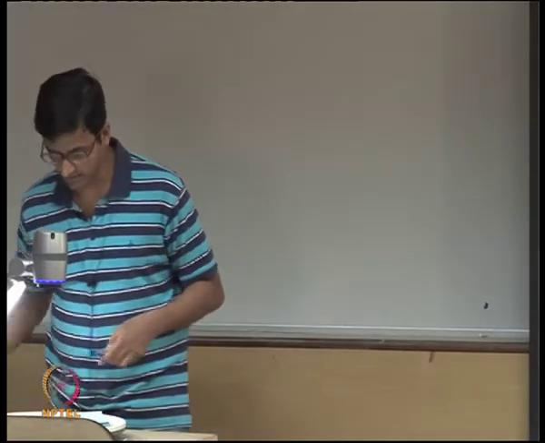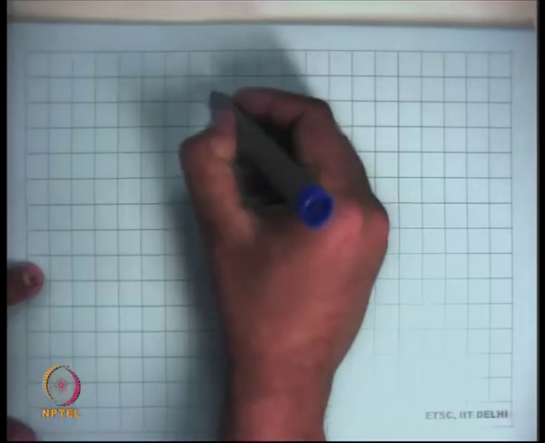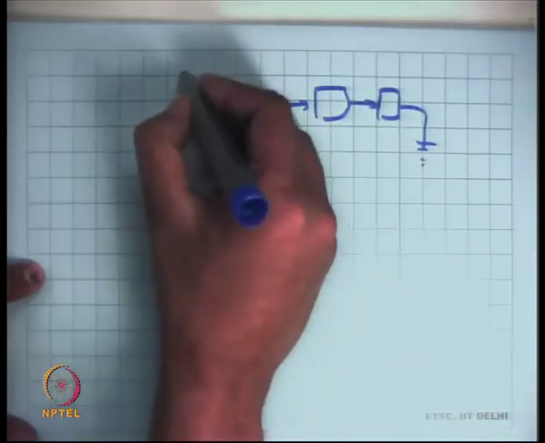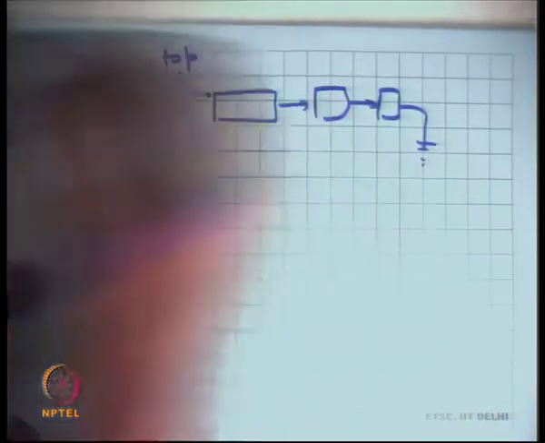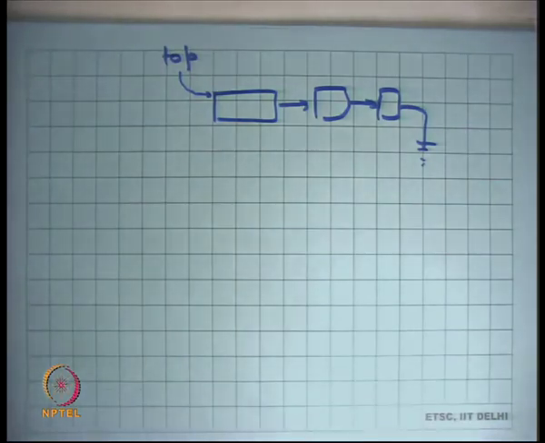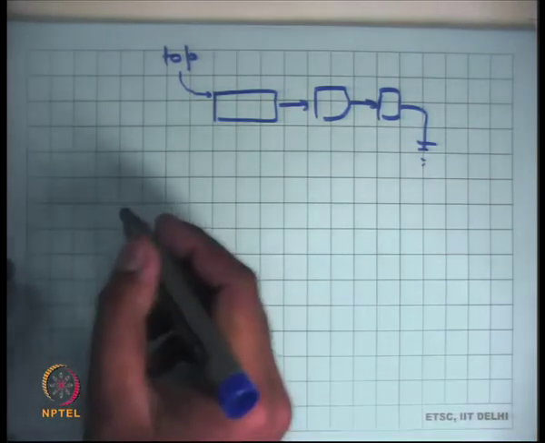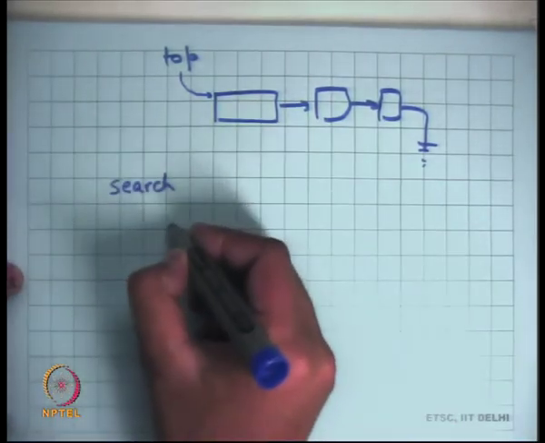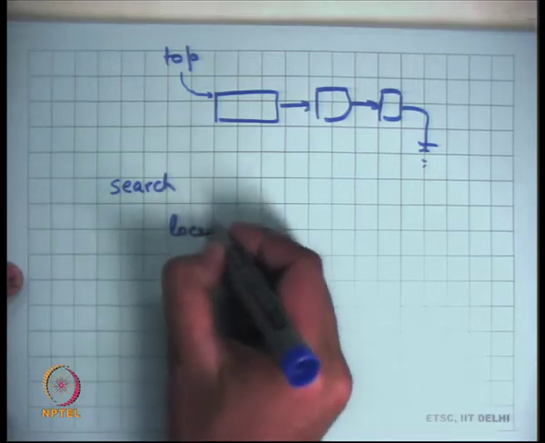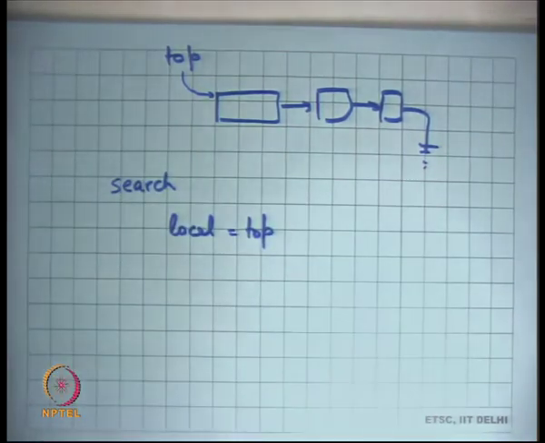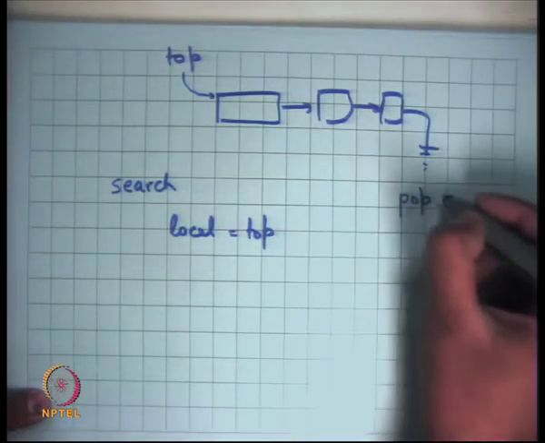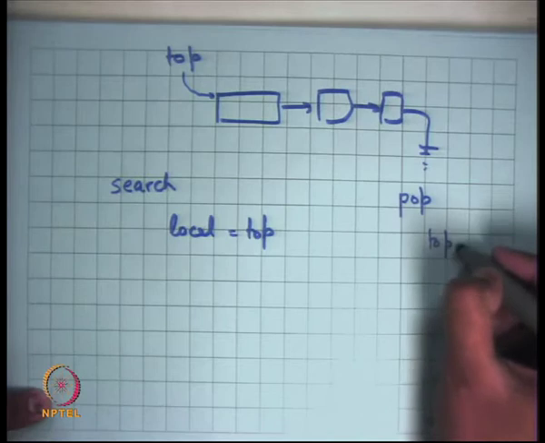Okay, so we were looking at this last time and we said, let's say here's my data structure, and let's say this is my top, and then somebody called search and he took a reference to top, so he said local is equal to top. Right, so local is some local variable that search is holding. It could be a register, for example. And simultaneously, let's say there was a pop operation. And so pop did top is equal to top dot next.